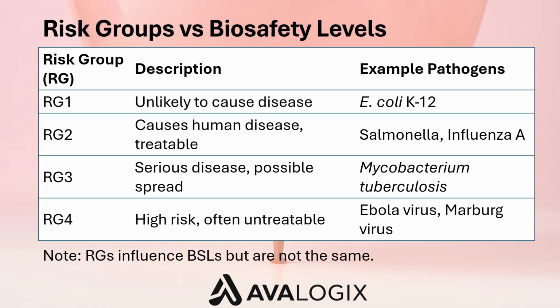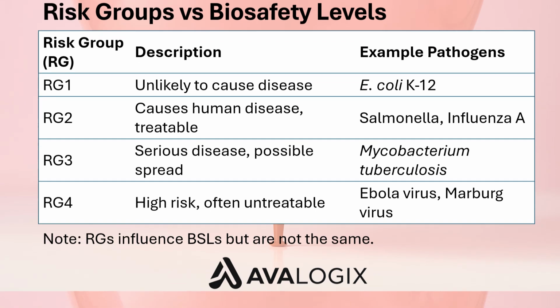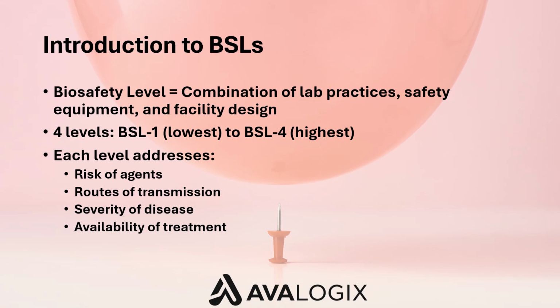Biosafety levels, however, are a set of practices and design standards in labs, and they correlate with, but are not solely determined by, the risk group of the organism. For example, under some conditions, an RG2 agent might be handled in a BSL-3 lab. So, understanding both concepts and how they interact is crucial to determining the right safety measures. Now that we understand what risk groups are, let's delve into the concept of biosafety levels or BSLs.